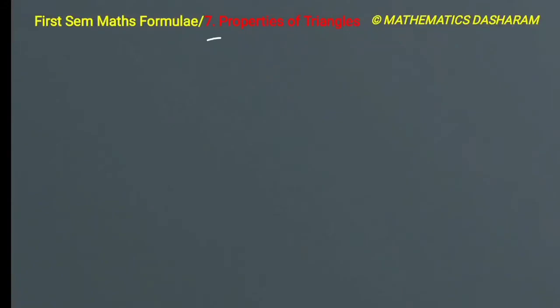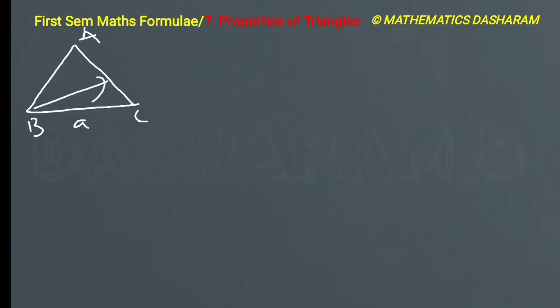Seventh chapter, properties of a triangle. Let's take one triangle ABC. Here A, B, C, total 3 sides. Here capital A vertex opposite side BC is denoted with small a, and vertex B opposite side is denoted with small b, vertex C opposite side is denoted with small c.